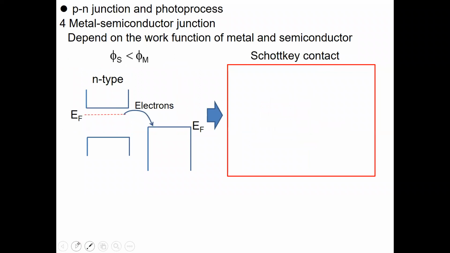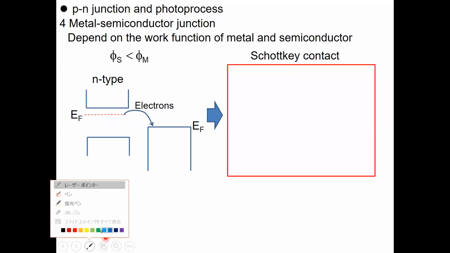So based on this, please think about if the N-type semiconductor is going to have a contact with metals. Okay, so please draw the contact, and this one is called a Schottky contact. So please draw how to make the band for this contact. Okay, so let's check the answer.